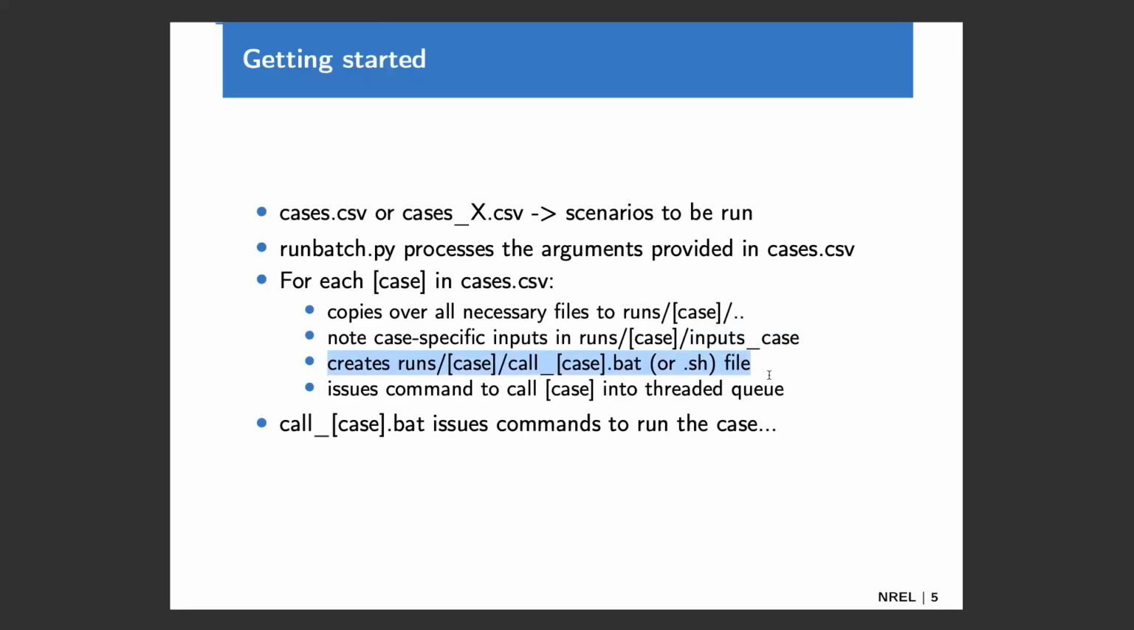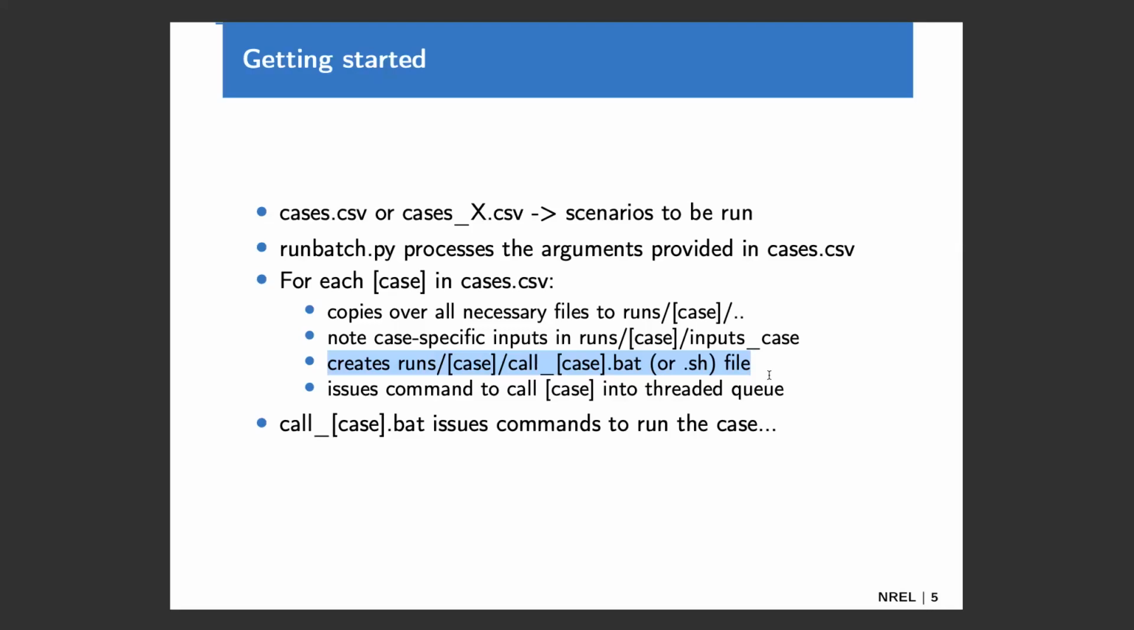I'll cover that briefly in a little bit, but the main thing is it's going to create a directory, and within that directory, it's going to create the inputs_case folder. It's going to write this set of instructions to a batch or a shell file. Then the command to run that file is going to be entered into a threaded queue. This is done within Python, and you can think of it like the DMV: a case essentially takes a number and waits in line until it's called, and then it starts. We'll go over how those lines are set up and how many cases can enter each of the lines.